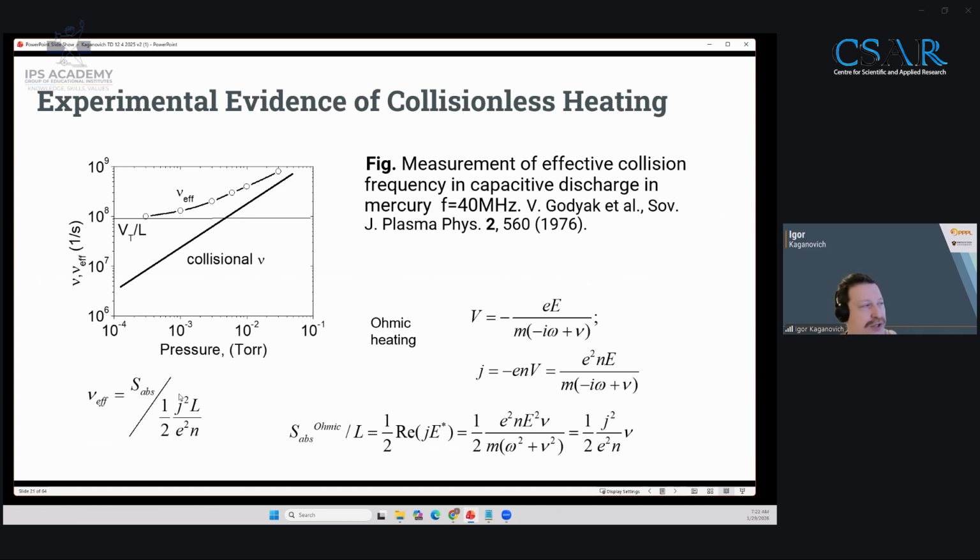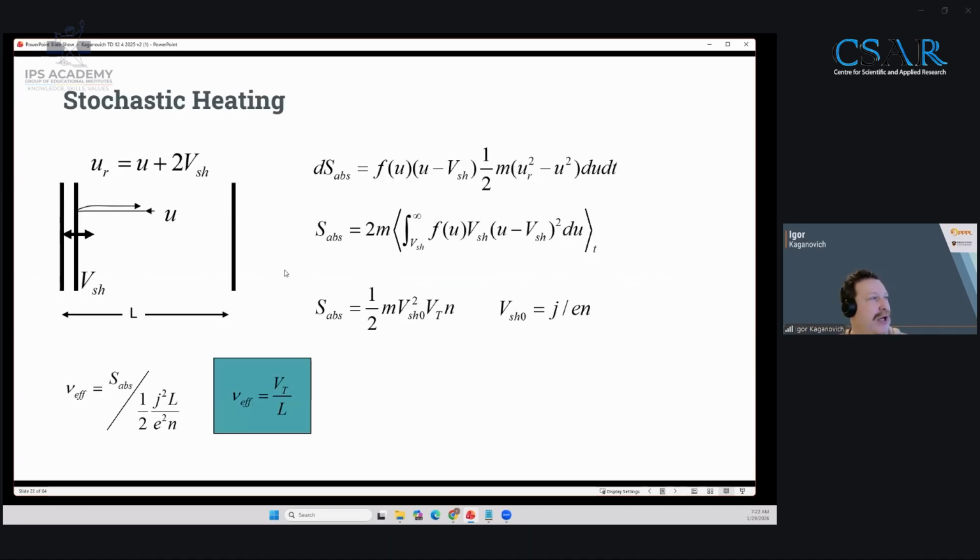If it's simple collisional heating, this should essentially be the collision frequency. But what he found when he plotted the measured effective frequency as a function of pressure is that at low pressures this frequency is much larger than the collision frequency. You can see it's like 30 times bigger. And it scales essentially like thermal velocity divided by length.